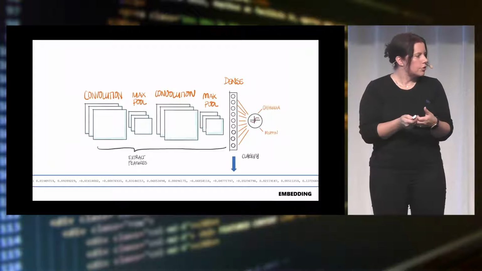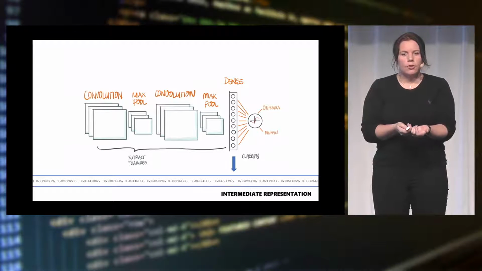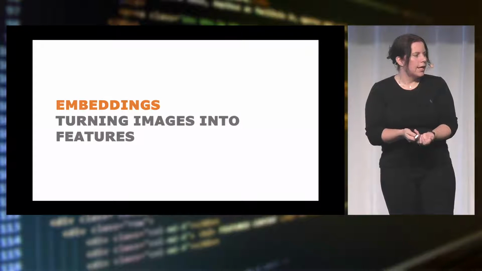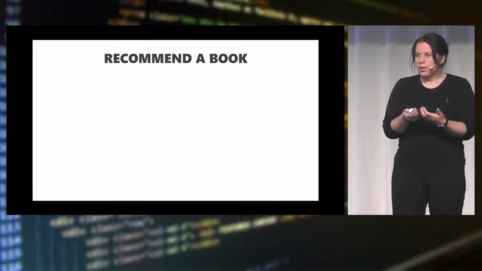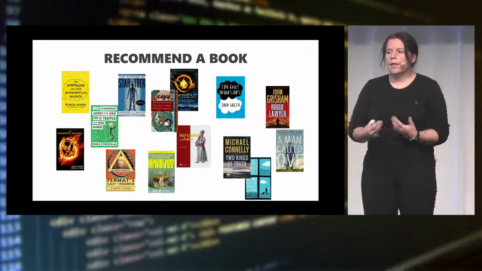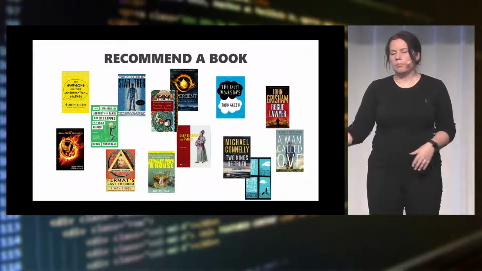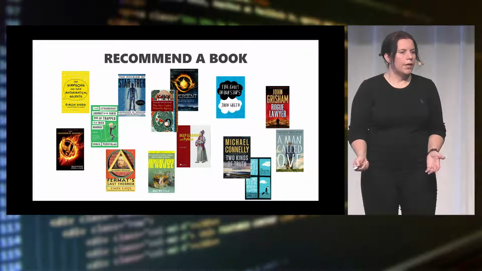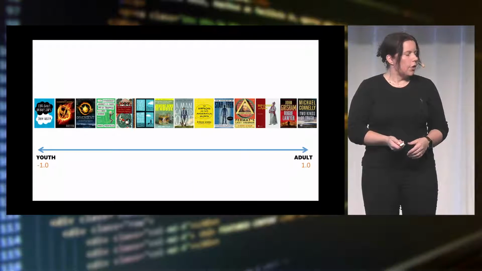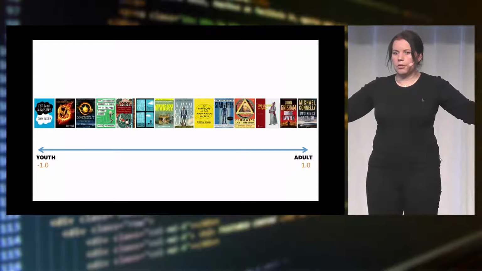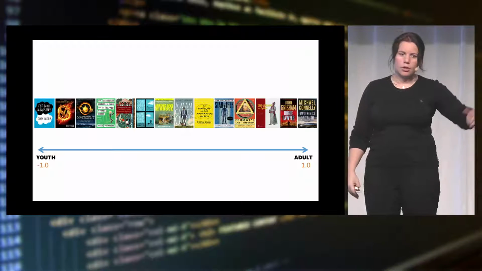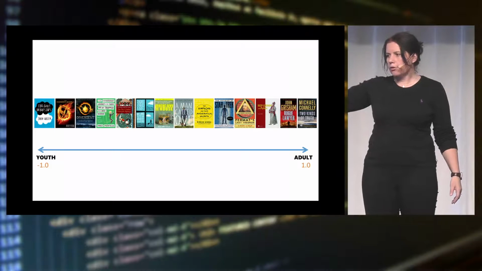So these features are called embeddings or intermediate representation, or maybe a secret code. And the way they work is like this. Let's say I'm going to recommend a book. I have a large number of books, and I'm going to recommend a book either to my daughter or to my husband. I want to figure out which one I should recommend to each. So I put them on a line like this, where these are children's books and these are adult books. And then I say, well, my daughter probably likes these, and my husband probably likes these.